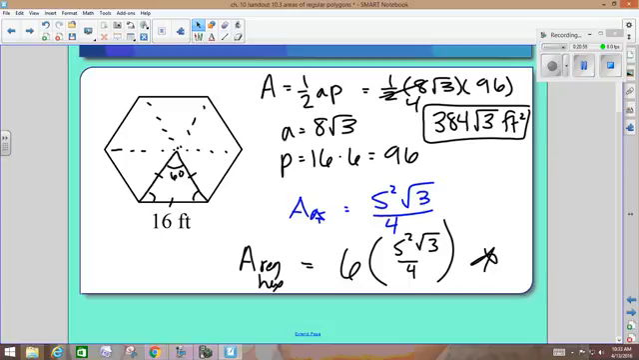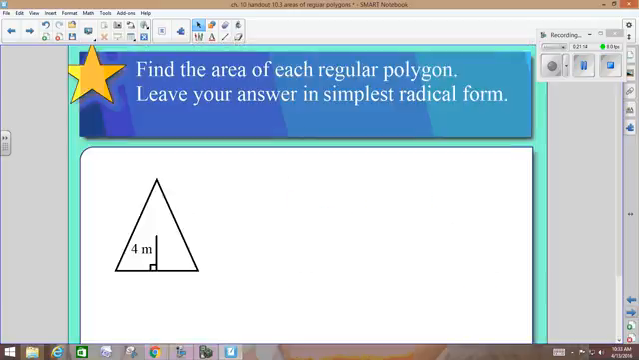Of a regular hexagon. This 6 times side squared, square root 3 over 4 works only on regular hexagons, because regular hexagons have 6 equilateral triangles in it. So if I find the area of one equilateral triangle, I would take it times 6. Okay. All right. Go ahead and do the bottom two.